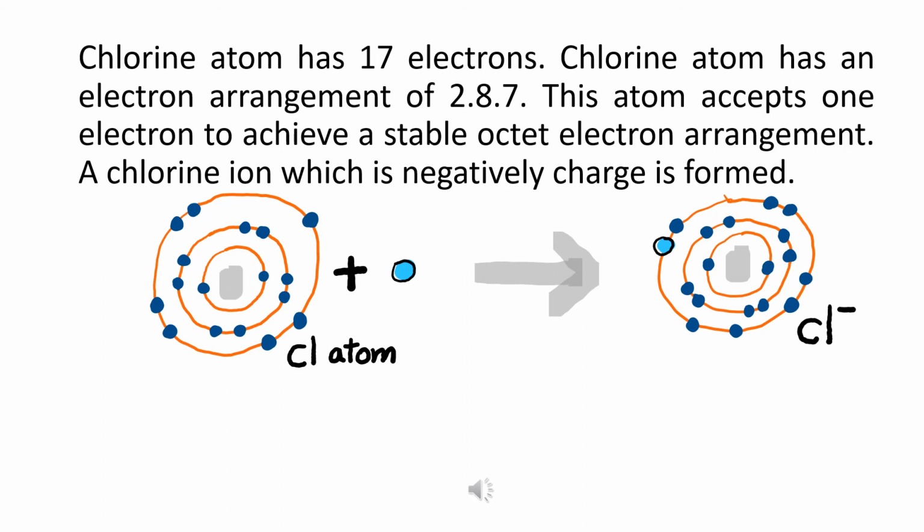In another example, a chlorine atom has 17 electrons. Chlorine atom has an electron arrangement of 2.8.7. This atom accepts one electron to achieve a stable octet electron arrangement. A chlorine ion which is negatively charged is formed.